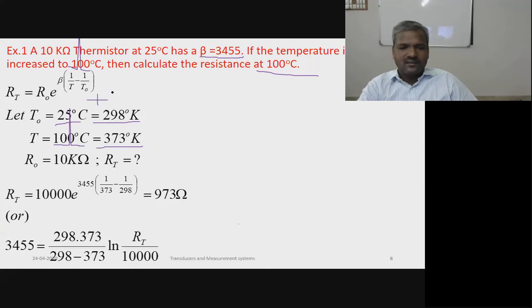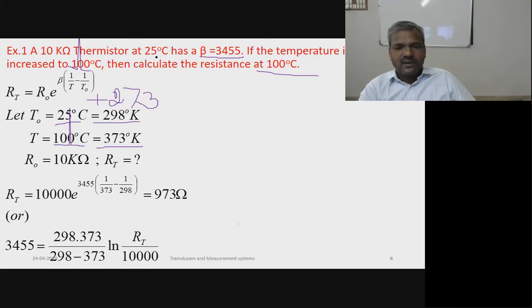In the last class I described the various temperature relations between Fahrenheit, degree Celsius, Rankine scale and Kelvin scale. So these four scales we already discussed. Simply converting degree Celsius to degree Kelvin is adding 273.